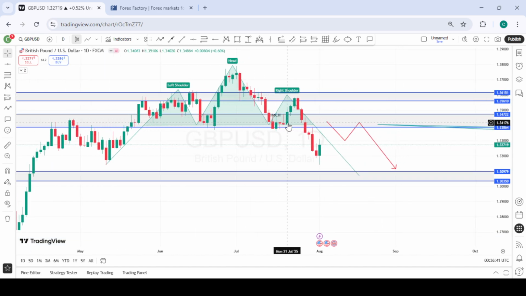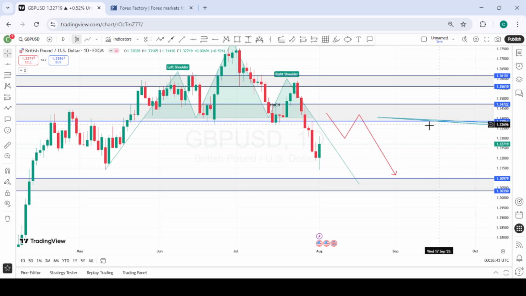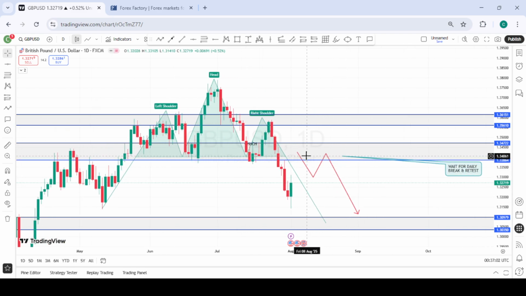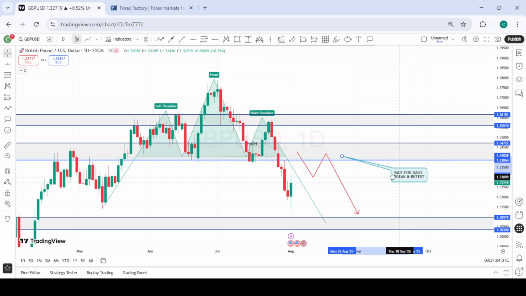And then we're expecting this head and shoulder on GBPUSD. So on GBPUSD, price actually broke out from the neckline with a very high momentum, and we never got a retest back into the area of interest. So we're looking forward to this retest into this area of interest or this neckline to get a selling opportunity to the downside.